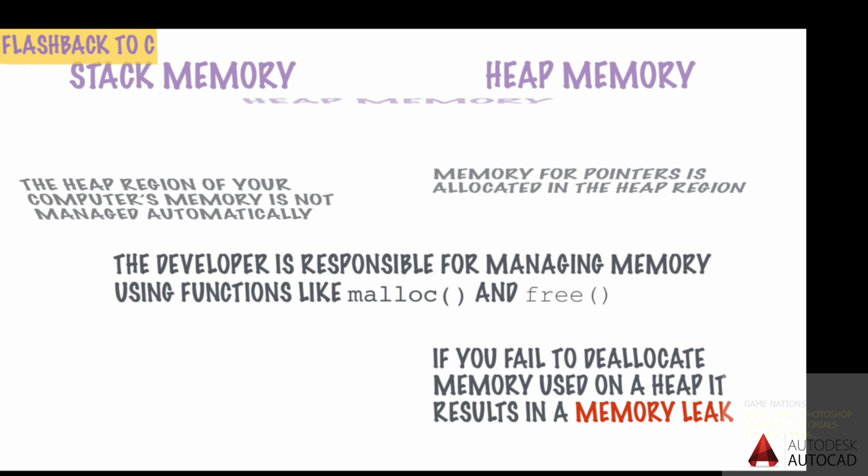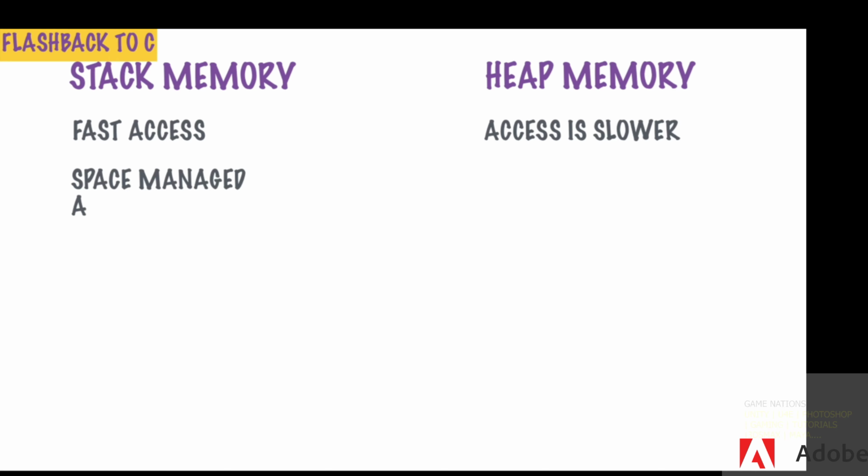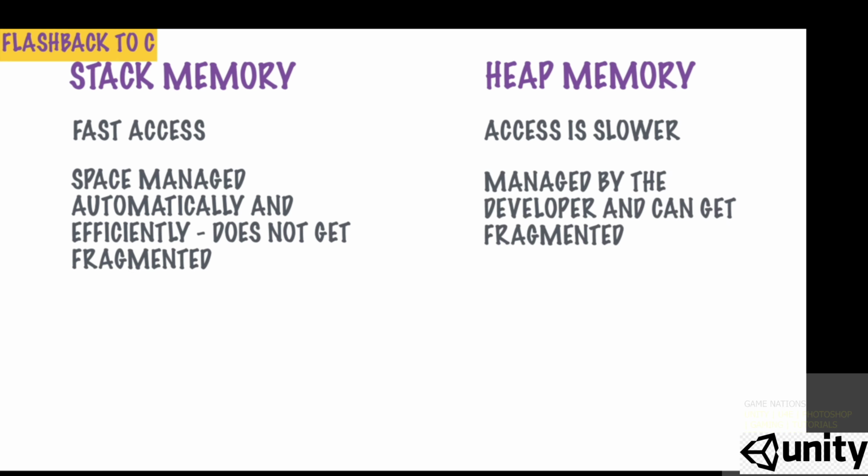Here are some brief highlights of the differences between stack memory and heap memory and how they function. Accessing a variable which is placed on the stack is extremely fast. Access to pointers and the data associated with pointers tend to be a little bit slower. Since the space on a stack is managed by the CPU, it's extremely efficient. It's managed automatically. It does not get fragmented. Space on a heap is managed by the developer, and because we allocate different sizes of variables on it, and it's not really a contiguously located memory, it can get fragmented.